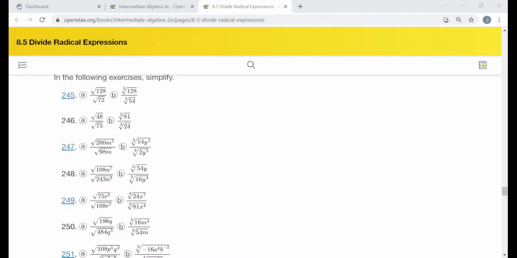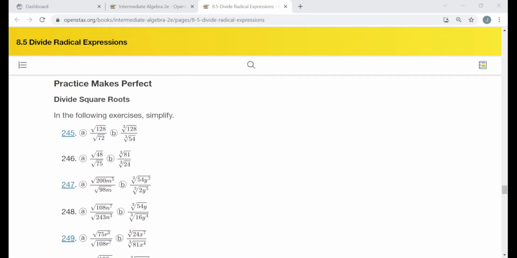Hello everyone. The title of this video is Divide Roots. Every exercise I'm going to be doing in this video is taken directly from a free online textbook at openstax.org, and it's their Intermediate Algebra 2nd edition text.